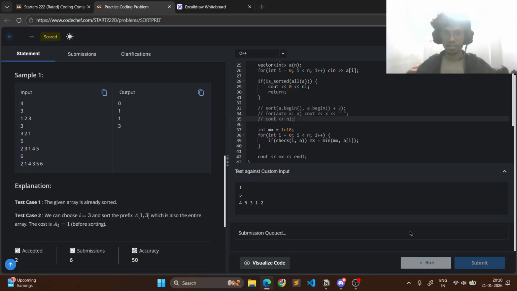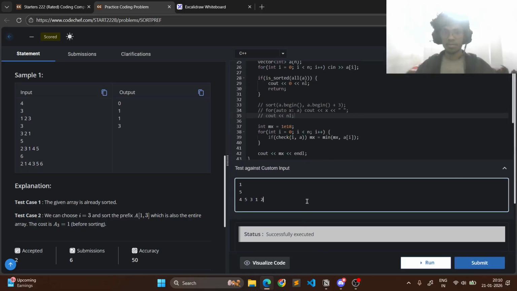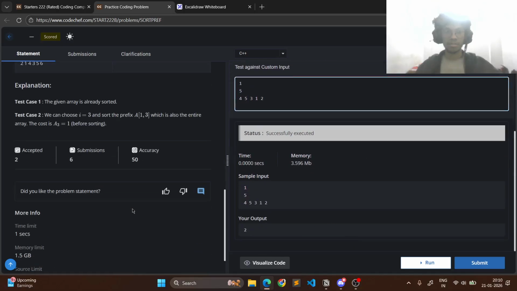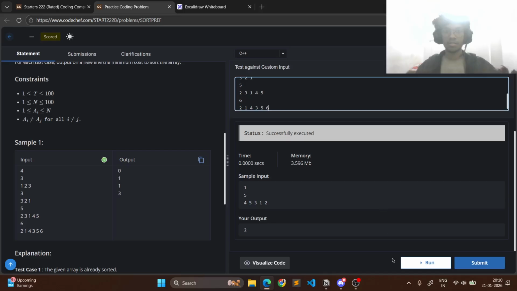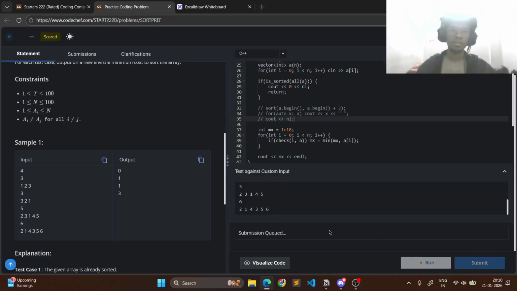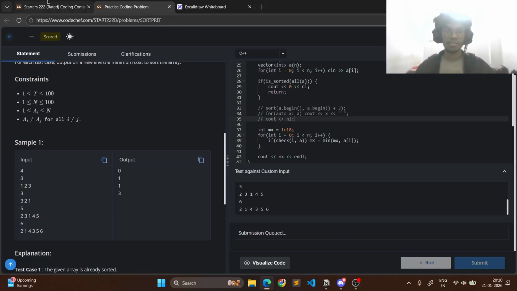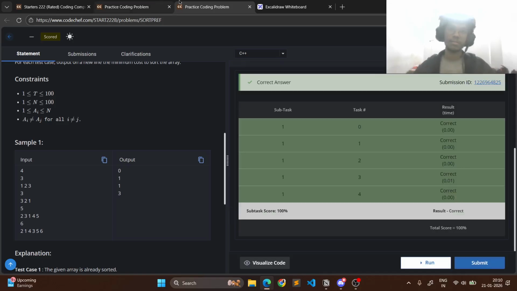0, 1, 1, 3. What's that? Okay. I forgot actually how to use this platform. Let's submit this to the third one. Yeah, good.